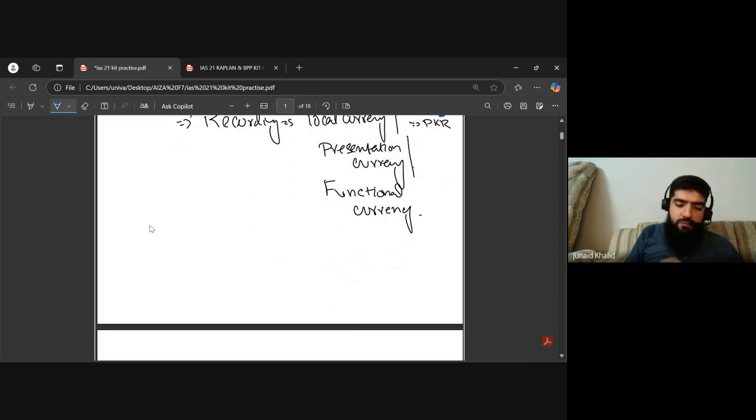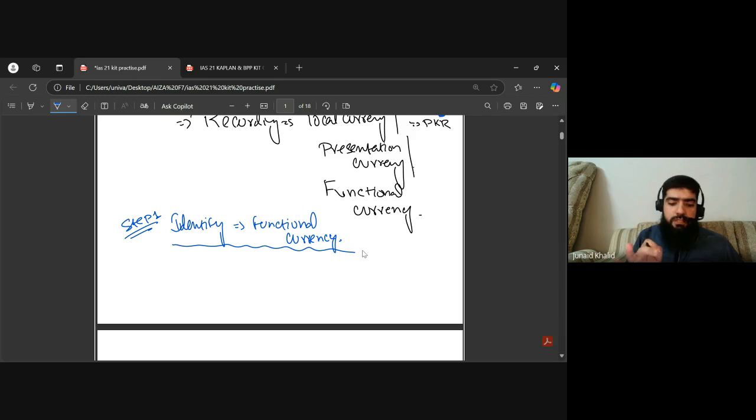First of all, step number one, you need to identify from your question which one is your functional currency. First of all, we need to identify the functional currency, whether your functional currency is dollar, pound, riyal, or dirham. So you need to first of all identify your functional currency.